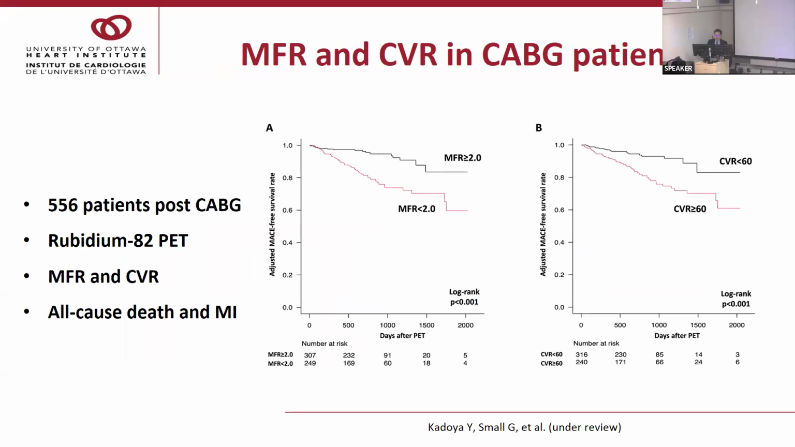We are also trying to expand the application of CVR to CABG patients. Dr. Small and I myself analyzed data from 556 patients with history of CABG and looked at the association between PET flow parameters and prognosis. So MFR less than 2.0 was associated with worse outcome, and similarly, CVR greater than 60 was associated with worse outcome.